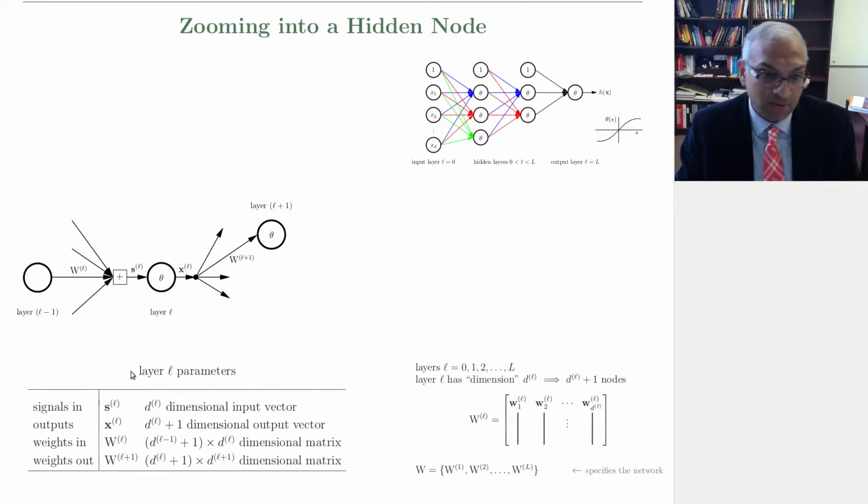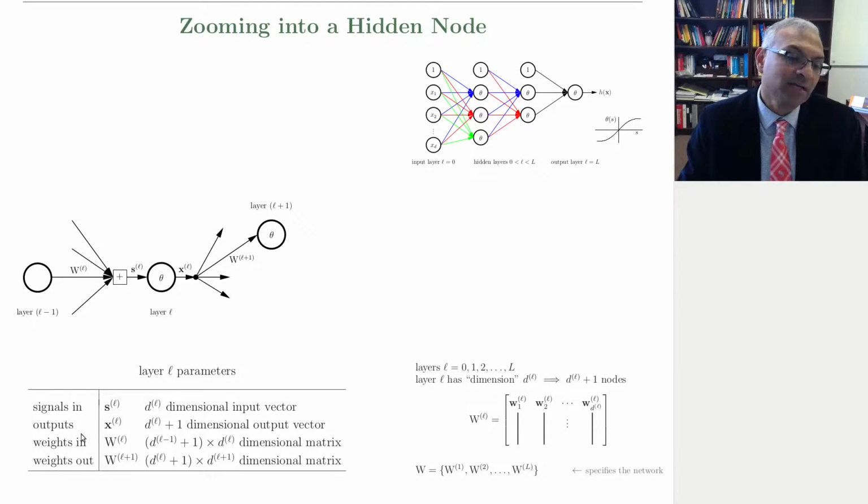And we summarized this notation. Into a layer are the signals s^(l). We can collect them into a d^(l)-dimensional vector. The outputs are x^(l), a (d^(l)+1)-dimensional vector. The plus 1 is because it's augmented by the 1. Then the weights into layer l we denoted by the matrix W^(l), and the weights out of a layer we denoted by the matrix W^(l+1). Now don't worry, we'll go over these notations again on the board.